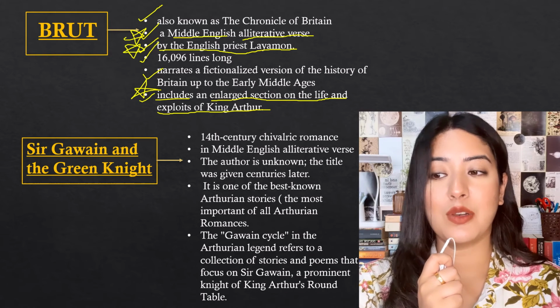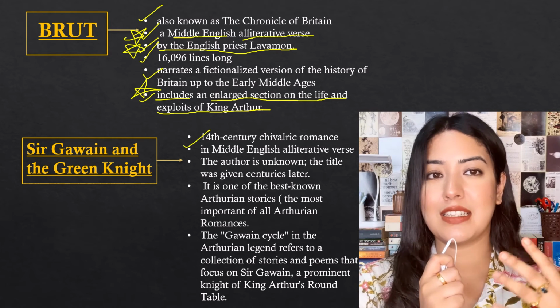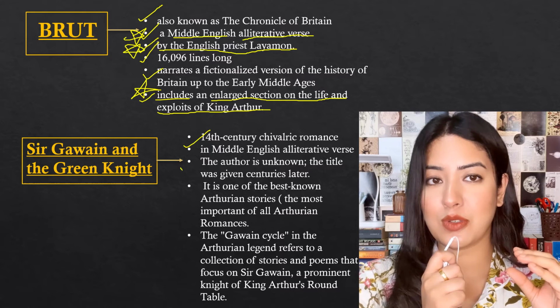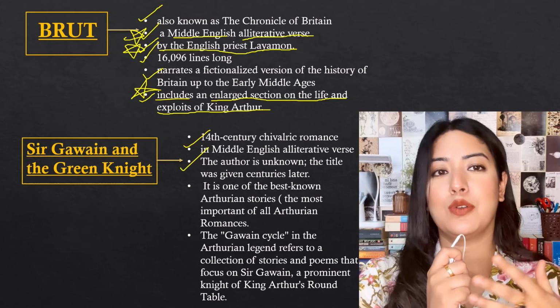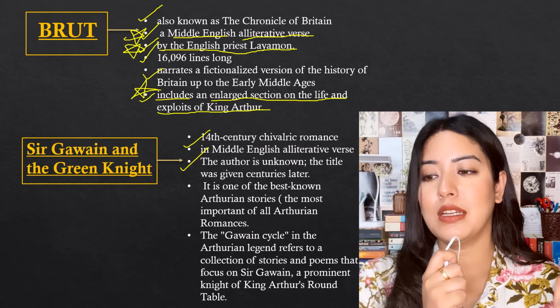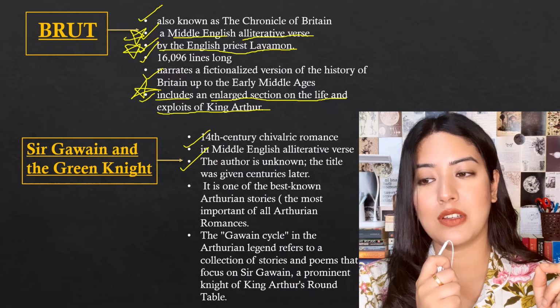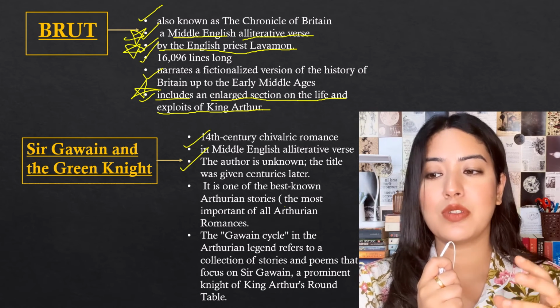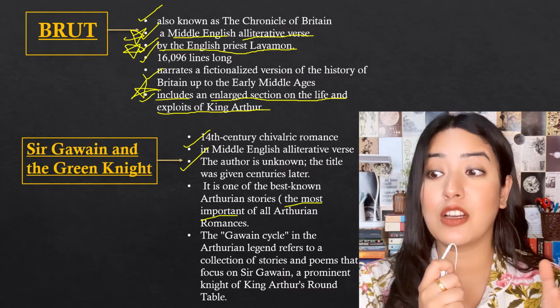The author is unknown. The title was given centuries later. It just existed as a manuscript, but later researchers and scholars read it, and then they gave it its name. So it is one of the best known Arthurian stories, the most important of all Arthurian romances, the Gawain cycle.